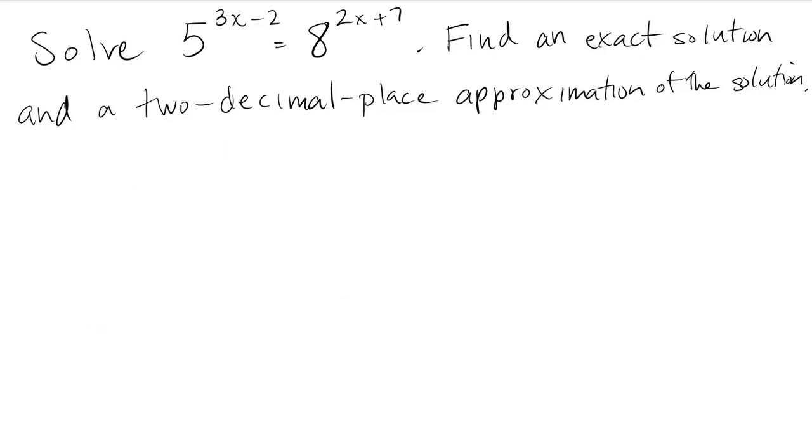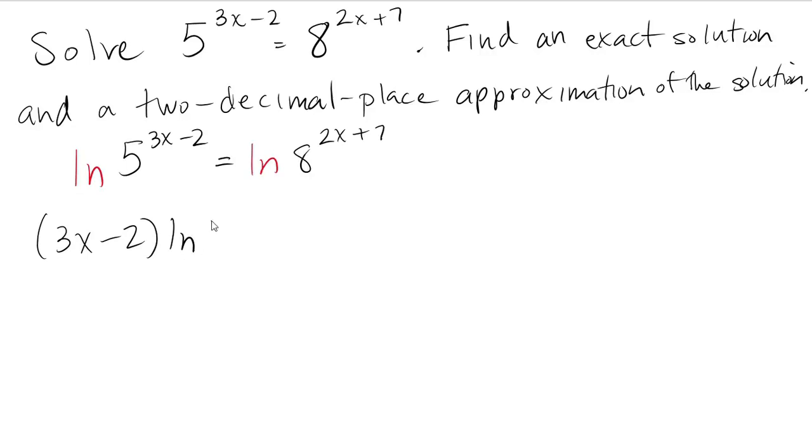This says 5 to the 3x minus 2 equals 8 to the 2x plus 7. We are again going to find an exact solution and a 2 decimal place approximation of the solution. I'm going to start by taking the natural log of both sides, and again, the point behind that is that I can bring down the exponents when I do that. On the left side, I get the quantity 3x minus 2 times the natural log of 5 when I bring down the exponent. And on the right, I get the quantity 2x plus 7 times the natural log of 8.